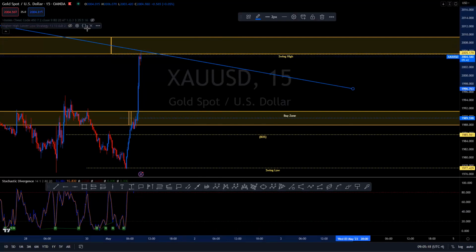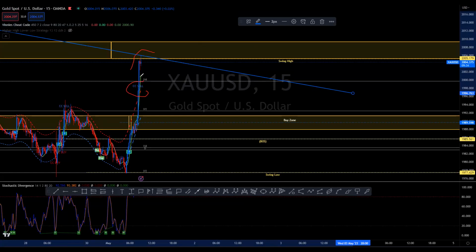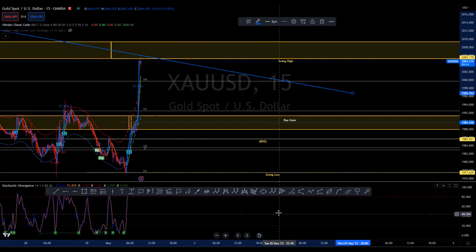One more thing we've got to do is turn on the cheat code indicator, and we can clearly see that we got a cheat code sell. We had a cheat code sell here. The price is sticking out of that Bollinger Band, so sooner or later, it's going to reverse and go down. The good thing about it is we can see that this structure is matching up with this Bollinger Band here. So price is probably going to come back down to either this structure or that structure, reverse, and push out.